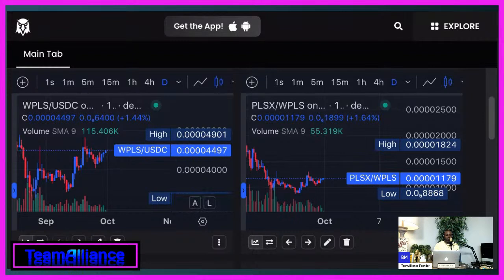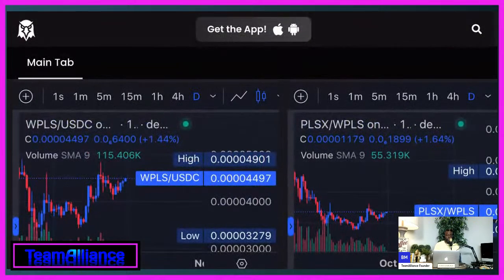My projection for Pulse is 2 cents, $0.02. And my projection for PulseX is half a penny. Half a penny. That's it. Those are my projections. So you can take those numbers and get an idea in your head by multiplying those numbers by whatever amount of tokens that you have.